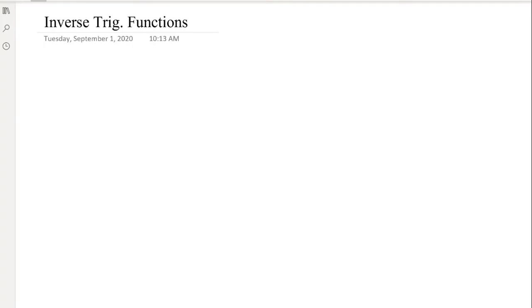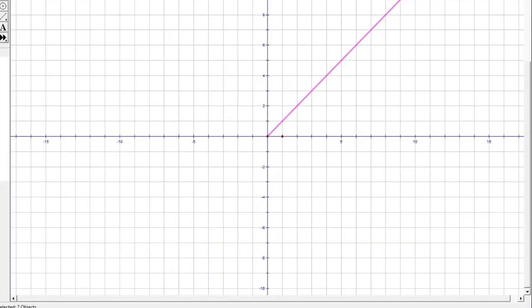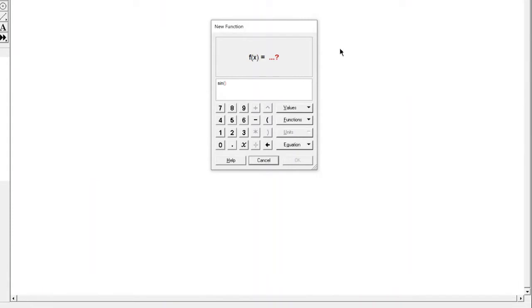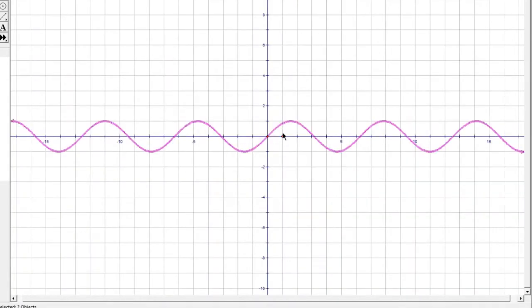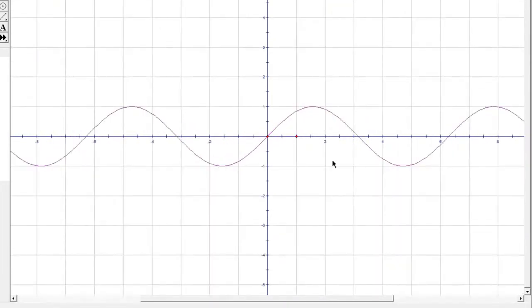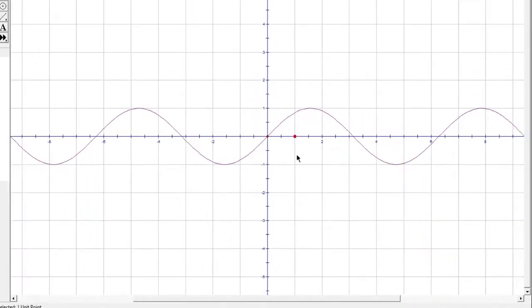So let's get to the bottom of this, okay? First, I'm going to graph some of these things. If I graph sine of x, it looks like this. Now, I want to talk about a few things about domain and range of this.